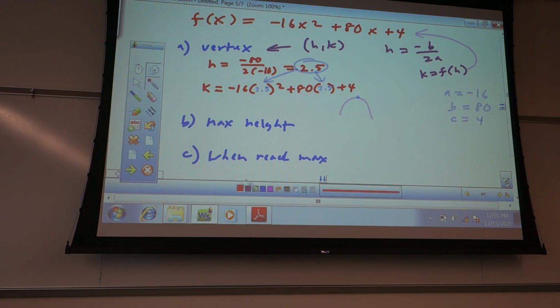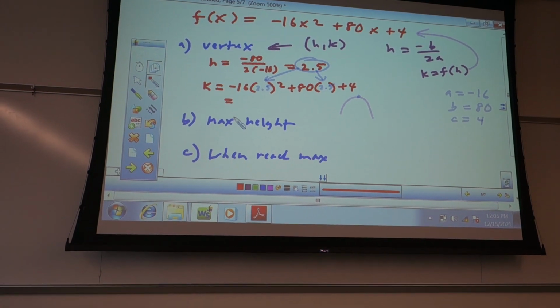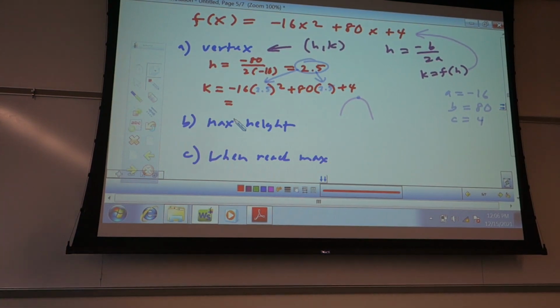So let's see what you get. Okay, if I multiply this out, I get negative 100 plus 200 plus 4. So I'll end up with 104. Isn't it negative 200? No, this is positive. 80 times 2.5? Oh, I thought it was negative 2.5. No, because it's a negative and a negative. Negative 80 divided by negative 16 makes it positive.